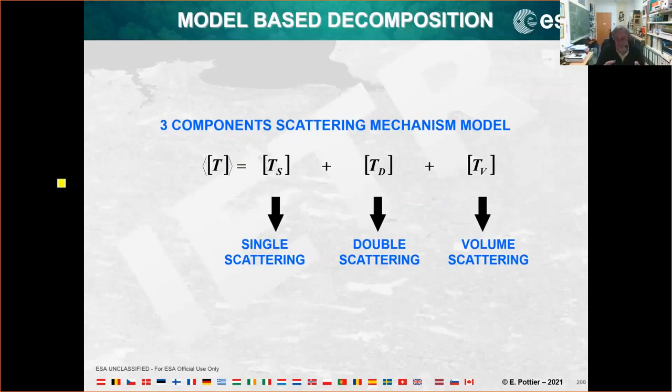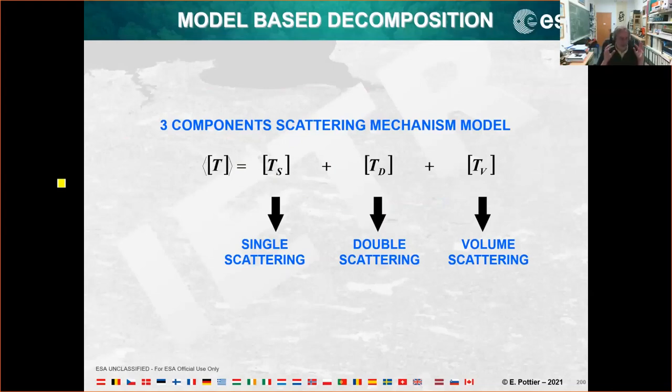For sure, for each pixel I shall not have exactly the same amount of these different scattering mechanisms. For some pixels I shall have a lot of single bounce scattering and quite little corresponding to double bounce and volume, and for another pixel it would be the contrary, etc. But the starting point is to integrate this model for the definition of the global scattering mechanism. So now, the idea is to find the model of each of them.